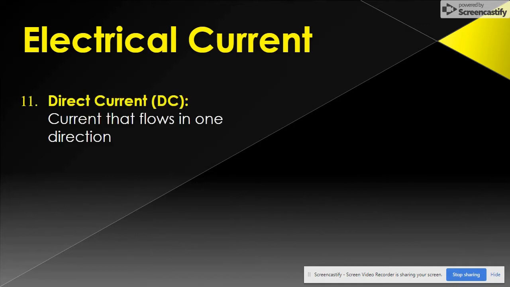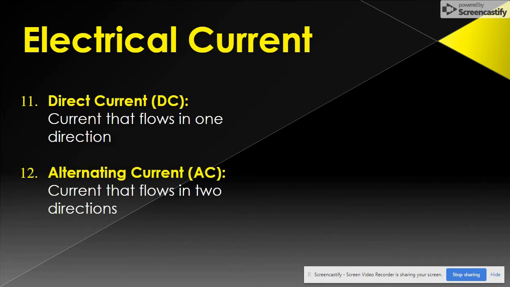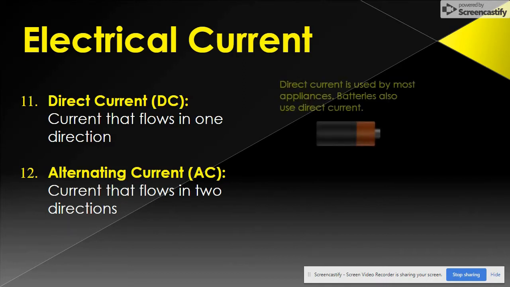There are two kinds of electrical current. We call these direct current and alternating current. Direct current is current that flows through a circuit in one direction only. This is the kind of current required by most electrical appliances in your home. It's also the same type produced by batteries.